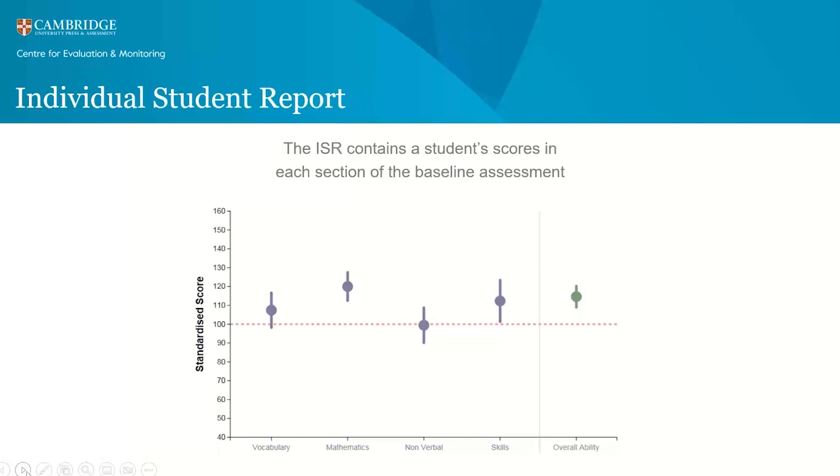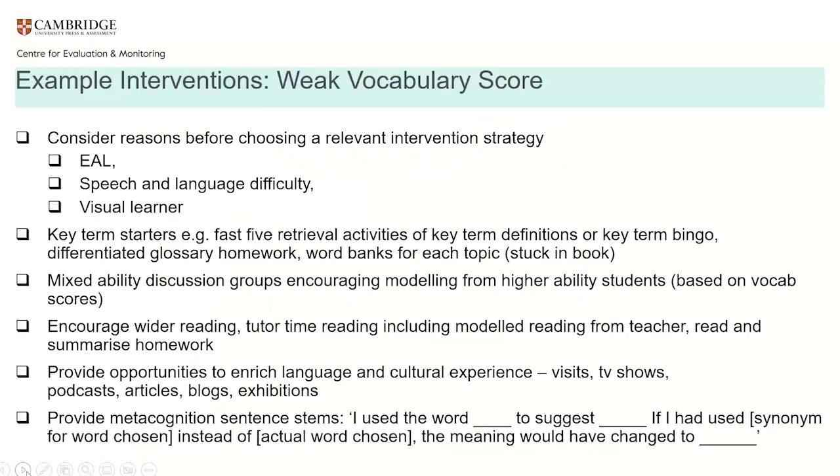So if anything falls below the line, there might be the need for support there in that particular area. But if you see that it's quite a high score, then that might be an indication that you can challenge them more and provide some additional activities, or just push them that little bit further in that particular area as well.